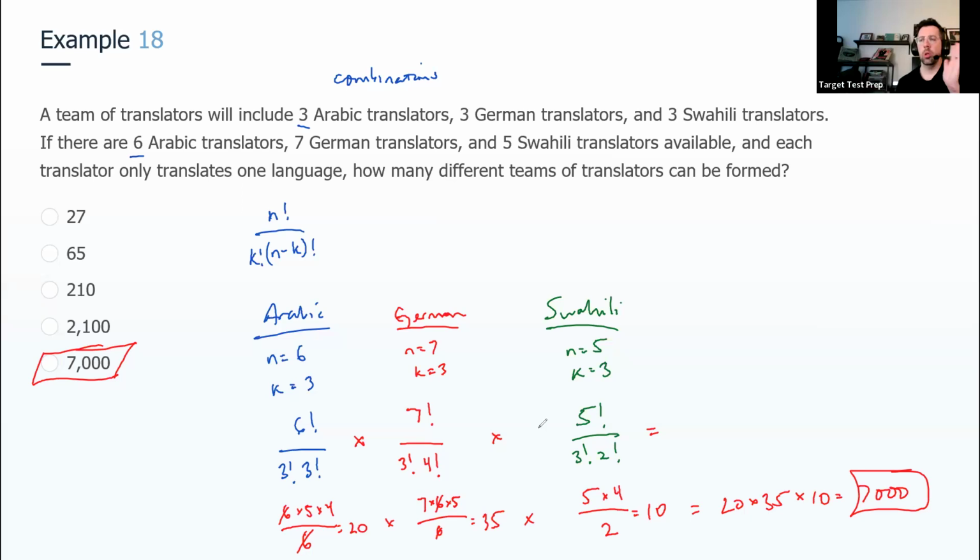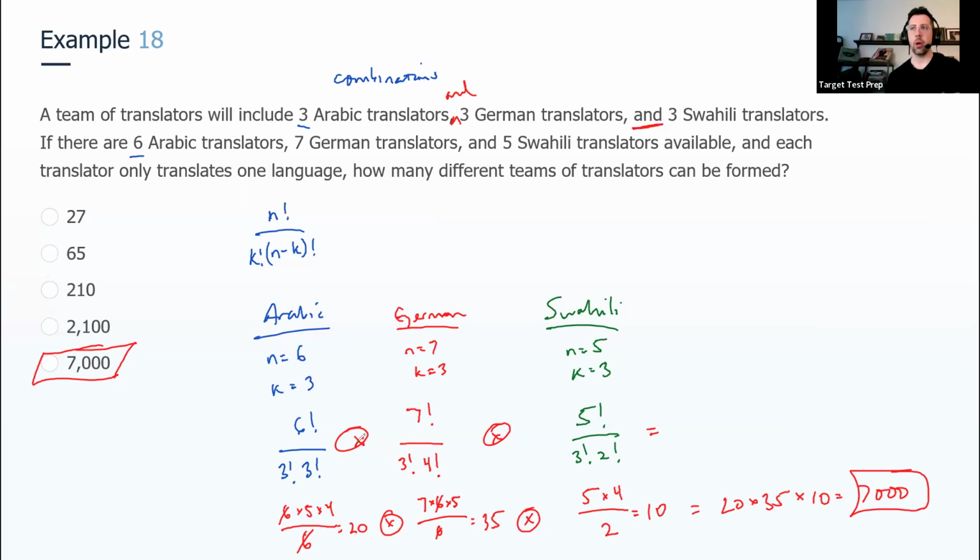So any questions there? Or, well, does anyone want to take a stab at explaining why this is multiplicative? Why are we multiplying these numbers by each other? So the easiest way to know that we should be multiplying here is to think of it just like the first example we did with the belts and the socks, right? And the use of the word and. The team of translators includes 3 Arabic translators and 3 German translators and 3 Swahili translators.